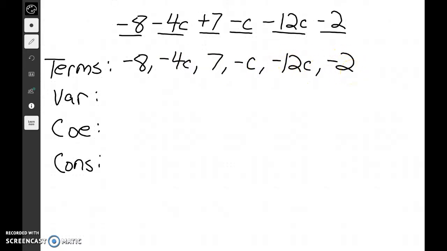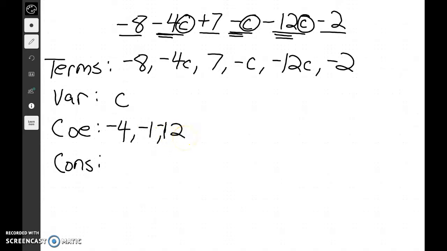After you've identified the terms, we want to identify the variables, which are the letters. So here it looks like 3 variables, but they're all the same. So we have a c, a c, and a c. Since they all 3 are the same, the only variable that's used here is c. The coefficients are going to be the numbers in front of the variables. So here we have a negative 4, a negative 1, and a negative 12.